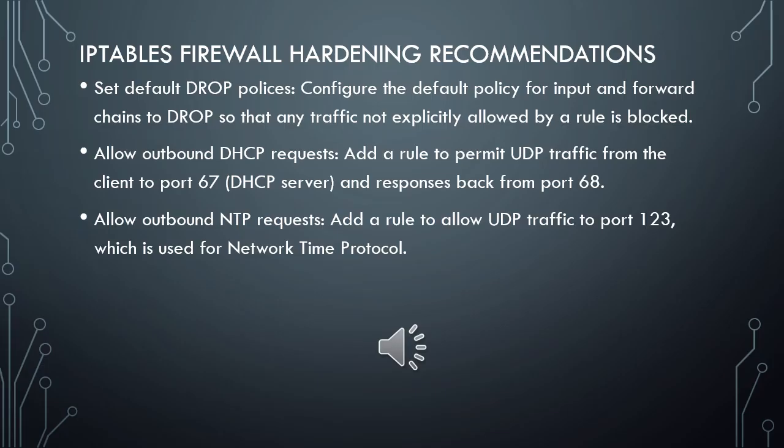Our third recommendation will be allowing outbound NTP requests, by allowing outbound NTP traffic on UDP port 123. This enables the server to synchronize its clock with trusted time servers, which is critical for accurate logging and security monitoring. These rules form the foundation for hardening Linux firewall, controlling what traffic is allowed and maintaining essential network functionality.